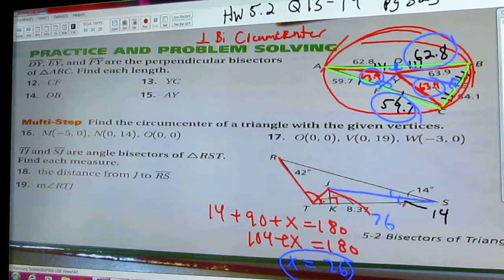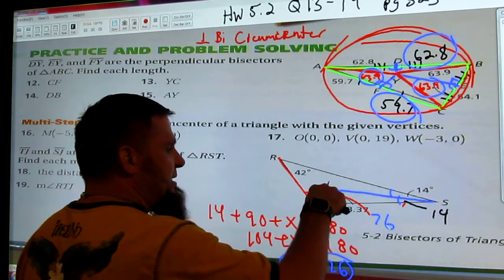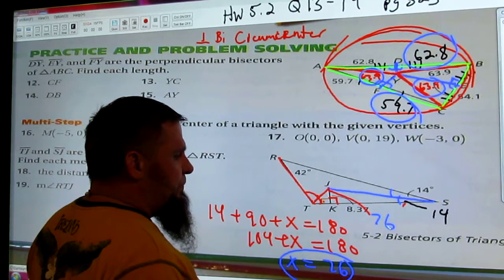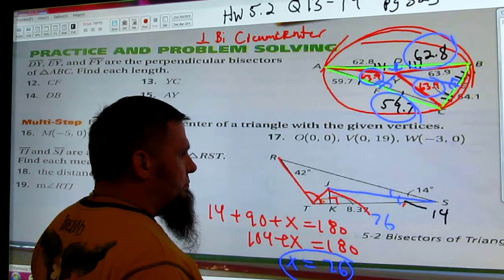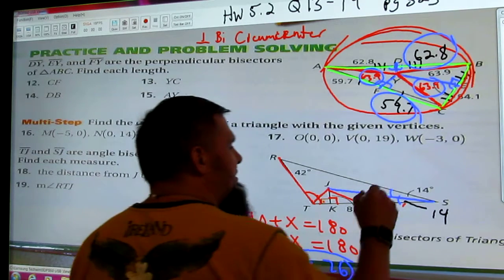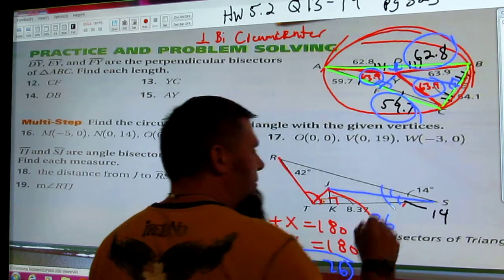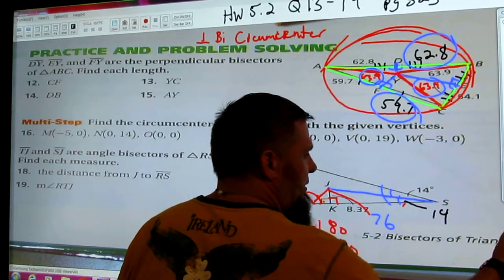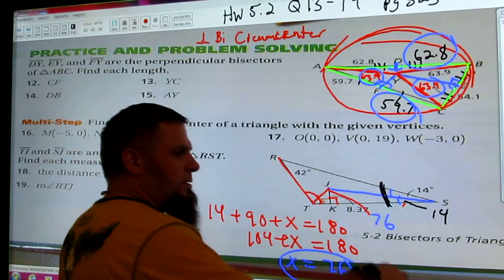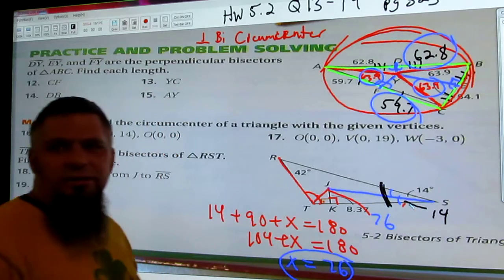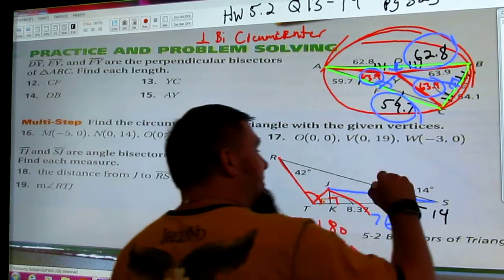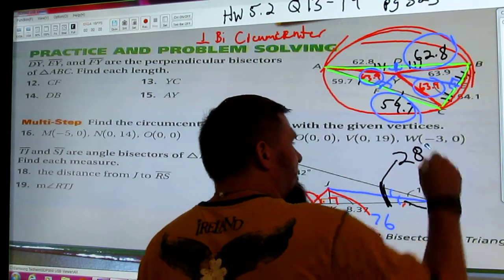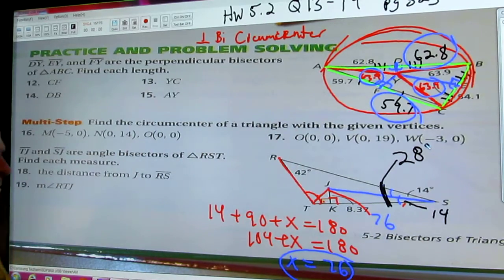Now, that's this outside angle, 76. How much is this angle right here? Wouldn't it be half of 180? No, think of this whole angle right here. This little one's 14 and this little one's 14, so 28. Then this angle has to be 28. Does that make sense? Okay.